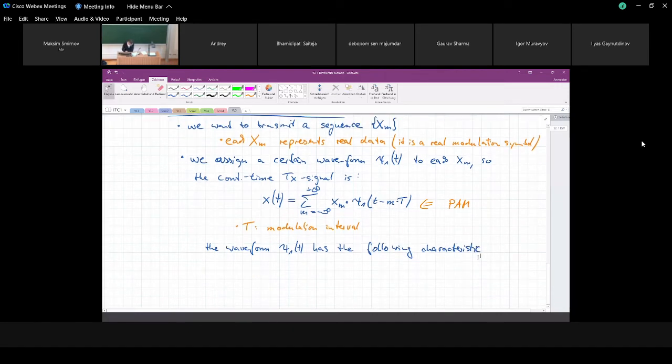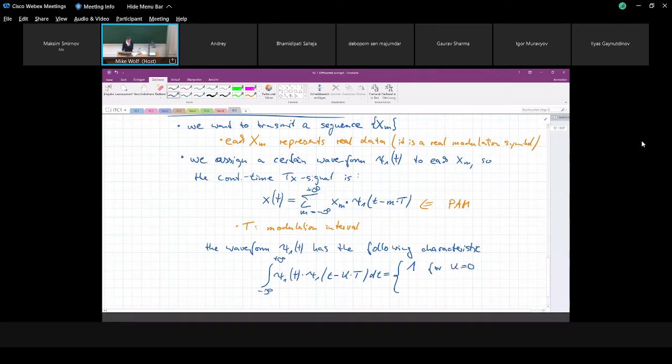So this is really an important characteristic. Integral from minus infinity to plus infinity of psi1 of t times psi1 of t minus, let's say, kT dt. You remember what this capital T is? This is the modulation interval. Here we assume, as the first thing, just an assumption, that this is 1 for k equal to 0.